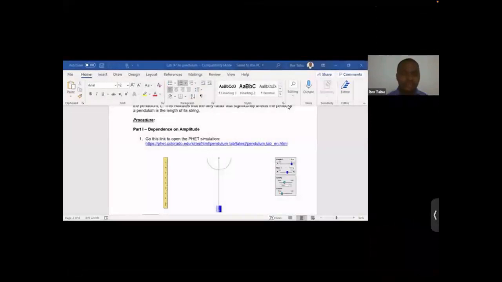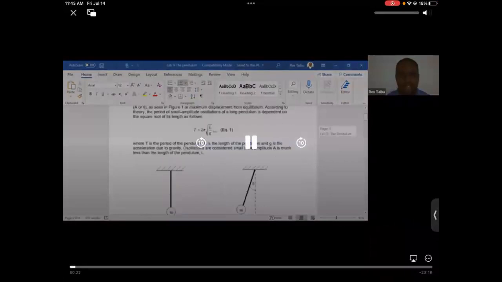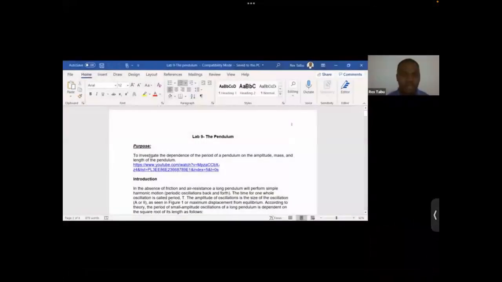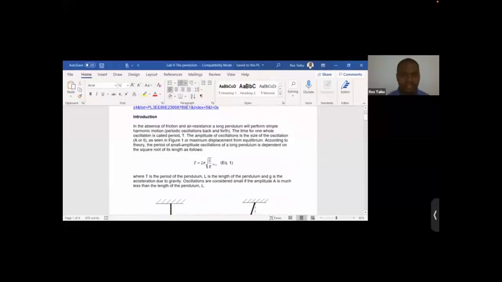I'm going to show you how to complete lab number 9. Right now, I'm sharing the lab number 9 document. It starts from here. The purpose is given here. Please read the purpose. There is some introduction here.